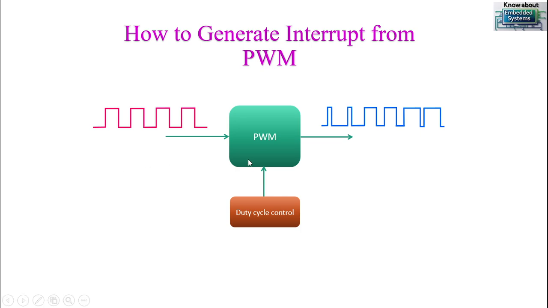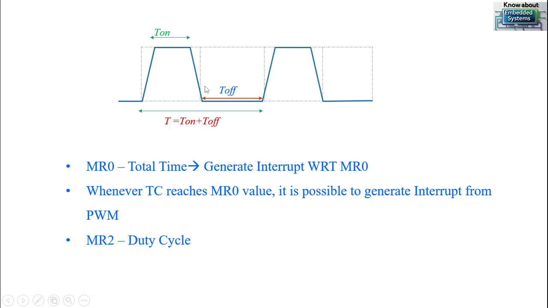So guys, in the previous video, we discussed how to generate interrupt from SPI, UART, timer and external source. Today we will discuss pulse width modulation interrupt generation. You know that in the previous videos, I have already explained what is pulse width modulation and how to develop a code for pulse width modulation. So now we will concentrate on how to generate interrupt from pulse width modulation.